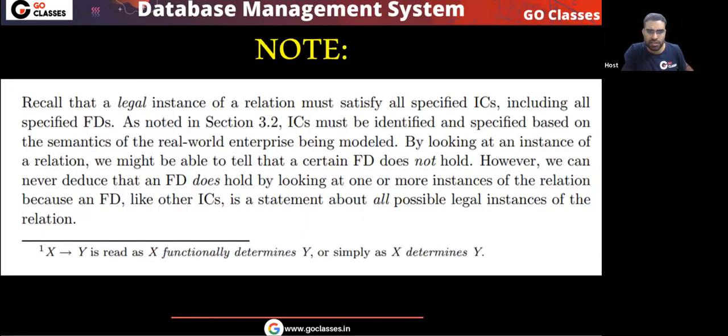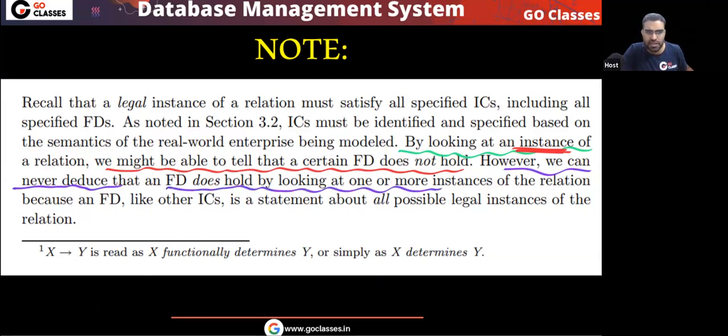I told you this, you can read this. You can easily see that by looking at an instance, we might be able to eliminate some functional dependency. We might be able to say that some functional dependency does not hold, but we can never deduce that a functional dependency will hold. If you are saying that a functional dependency holds on the schema, then what does it mean? It means that all the legal instances should satisfy that functional dependency. This we have already seen.